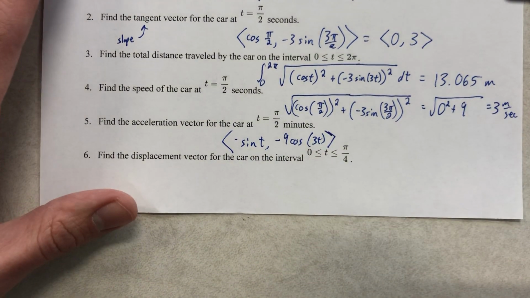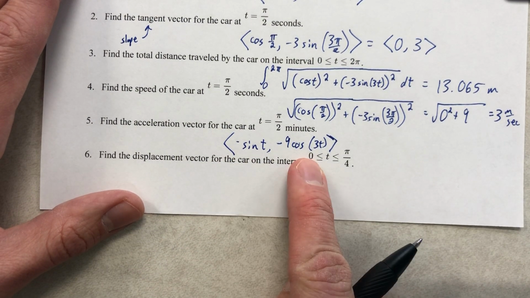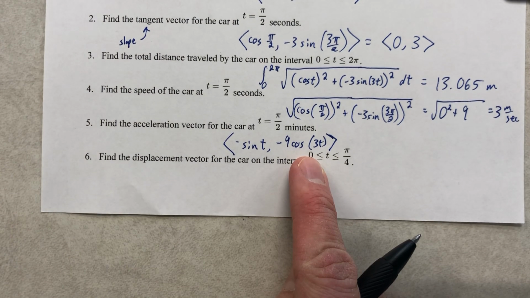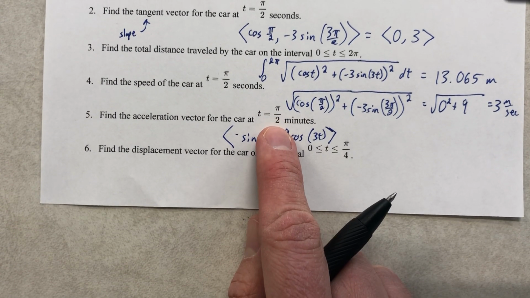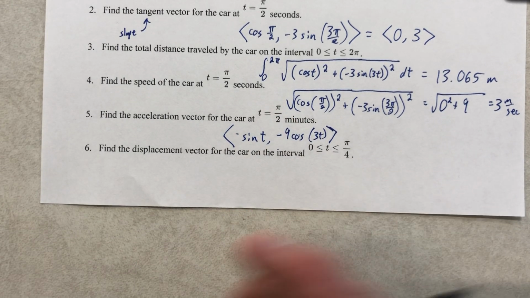Okay, that is the acceleration vector, but I want the acceleration vector for the car at a certain t value. So I'm going to plug in pi over 2. Now, here goes.